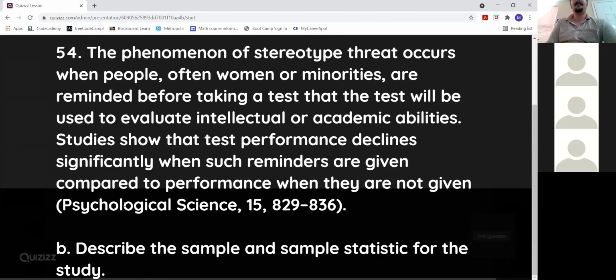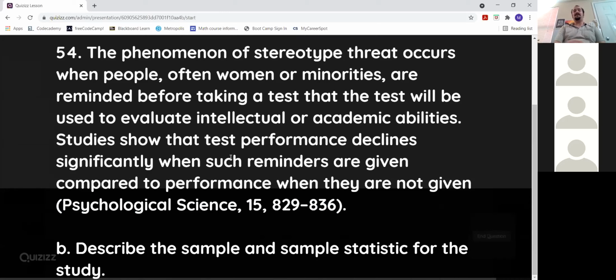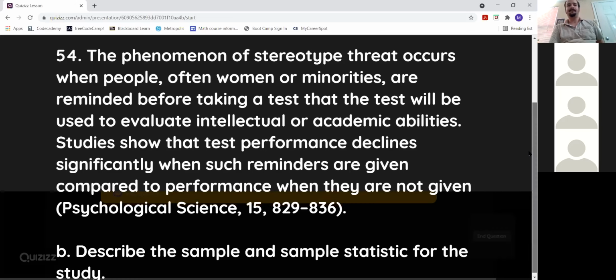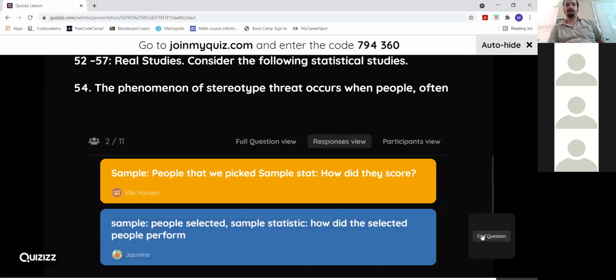You're talking about probably this study, right? The study probably picked people from them. So the sample would be the people that you picked. It's not every single woman and minority out there. The sample statistic would be, how did the people that you picked score on the test? What is the test score of the people that you picked? I don't even think it says, no, didn't say. Yeah, that's it.